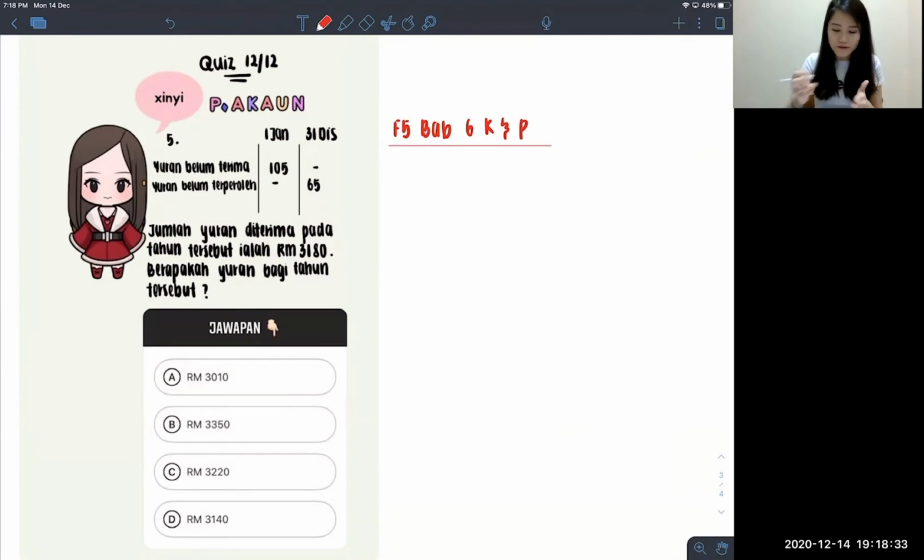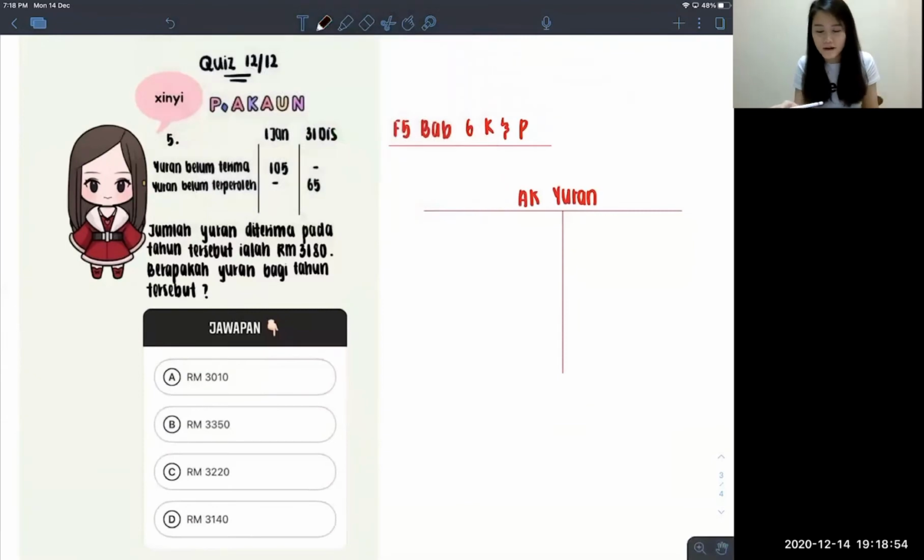So this Kelab dan Persatuan question, the yuran is a fixed one, okay? The inner part will never change position. Yuran belum terima, yuran belum terperoleh, they have a specific position. So how do we know that? You will put it down first, okay? The account yuran that you want to do will look like this. We're not even caring about yuran being a hasil, or where it will be tambah, tolak. No, we don't care about that.